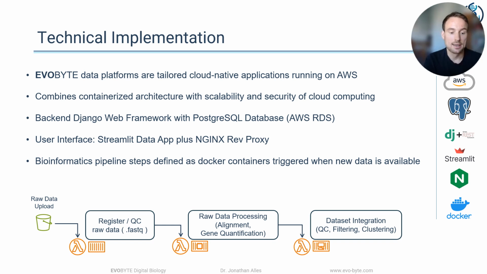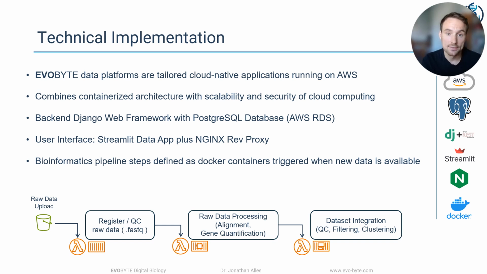So here, for the process data layer, the backend is a Django web framework. So basically a Pythonic backend that is connected to a PostgreSQL database. And this database is hosted using the AWS RDS service. So this is a managed service by AWS providing the database, and that allows us to very flexibly scale those databases and manage backups, and it also increases the security of the database application.